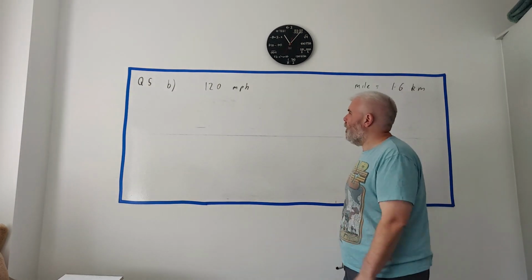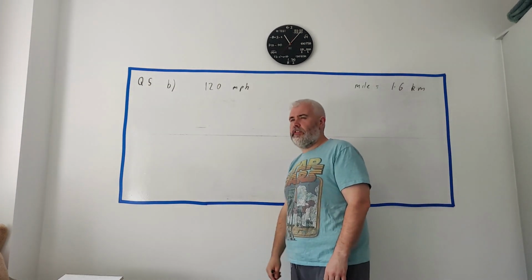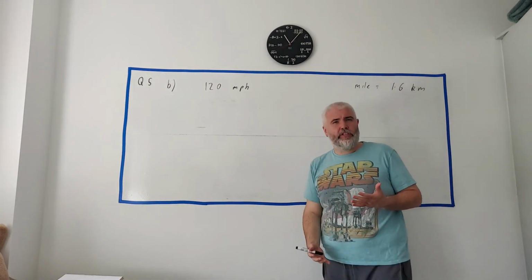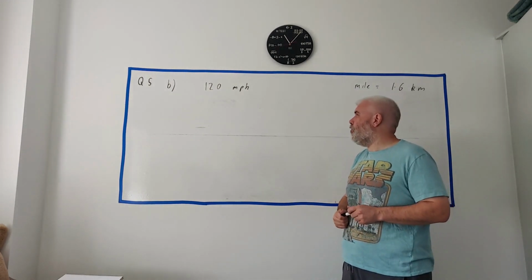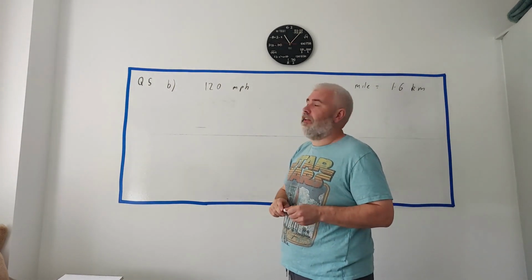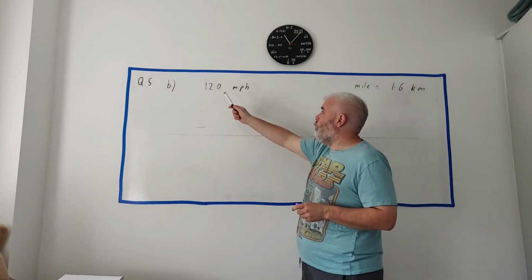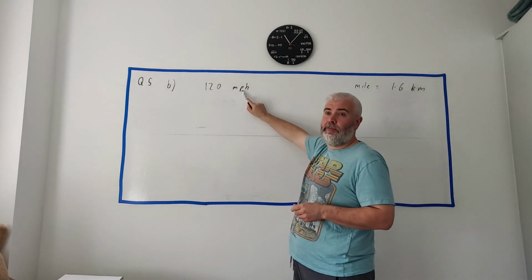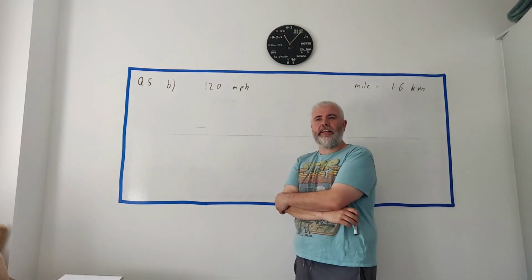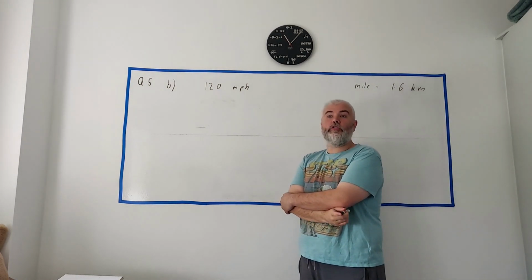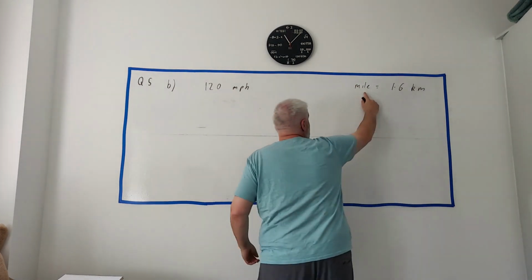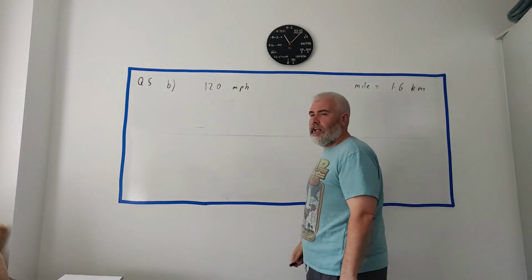Okay, on to part B. Again, like I said, another question that's quite hard to explain. Very easy if you know how to do it, but very hard if you don't. And the question is about a falcon that can fly 120 miles per hour. They want us to find how long it would take to go 100 meters, in seconds. They also tell us that a mile is about 1.6 kilometers.